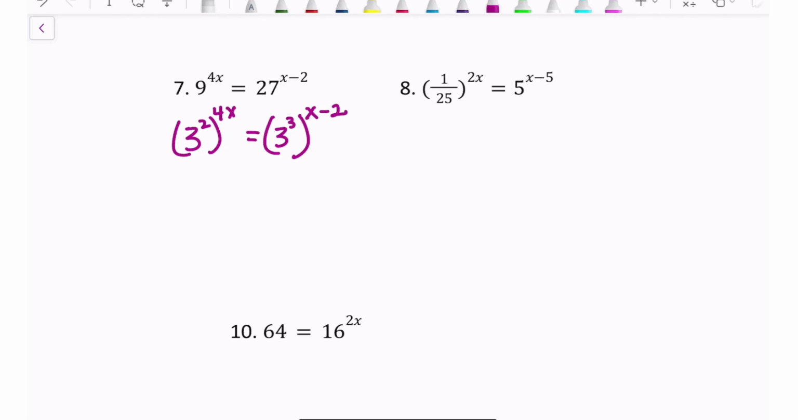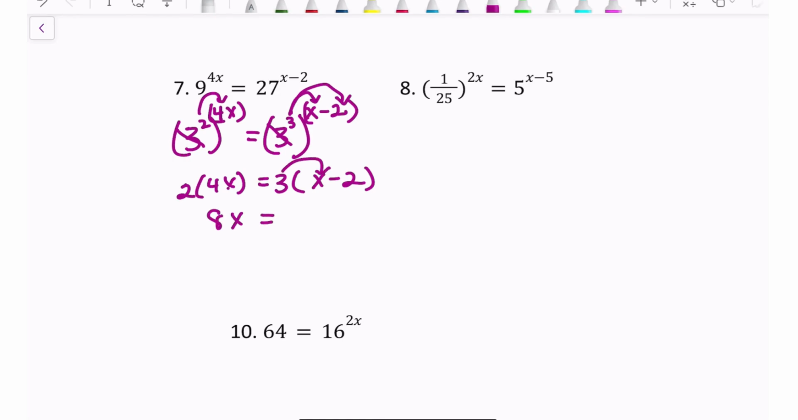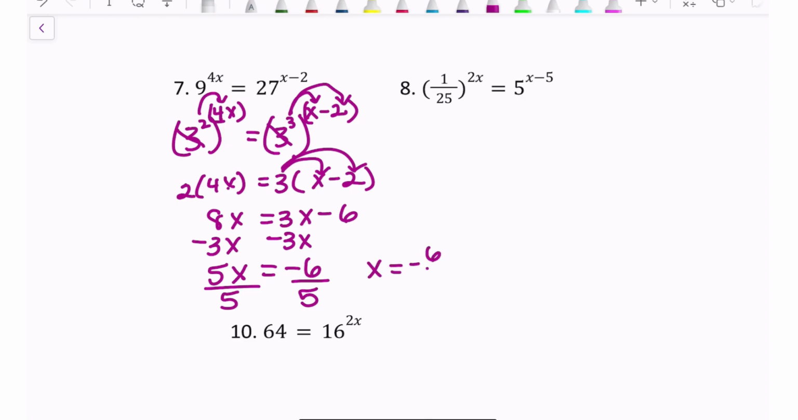And so I can drop my bases, but I have to use the power to a power rule, which is to multiply. So I'm really doing 2 times 4x is equal to 3 times x minus 2. So I'm dropping these bases, but I'm not dropping their powers. Instead, I'm distributing their powers. So I have 2 times 4x is 8x, and then I'm going to distribute my 3. I'm going to take away 3x. That leaves me with 5x is equal to negative 6. Divide by 5. And x is negative 6/5.